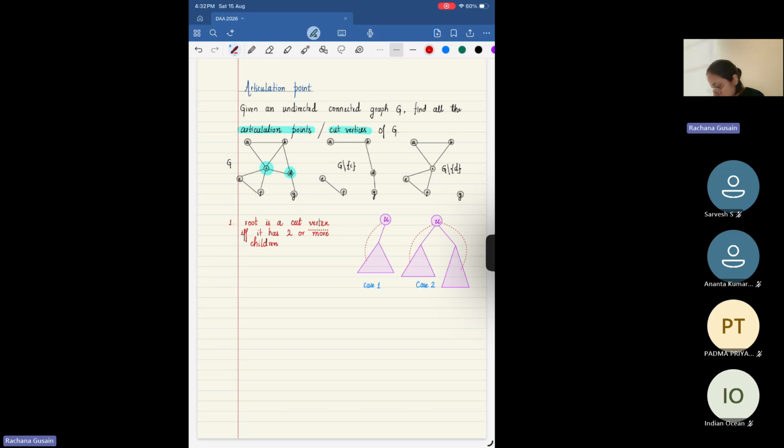Okay. Now let's look at another simple case. What about the leaf node? So in this DFS tree, you have exactly one root node. You can have multiple leaf nodes, right? What about the leaf node? If you pick one leaf node, can that be a cut vertex?